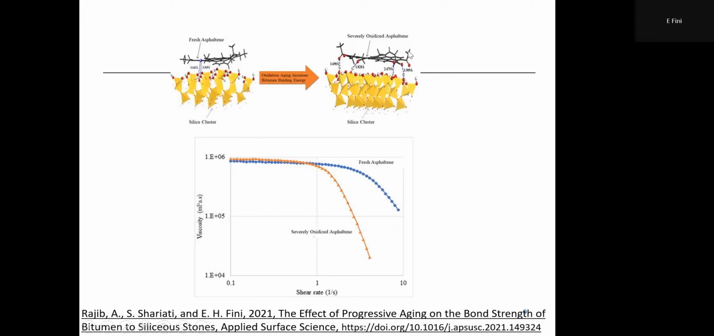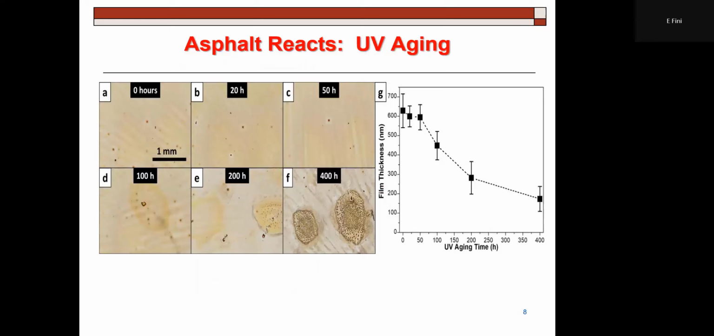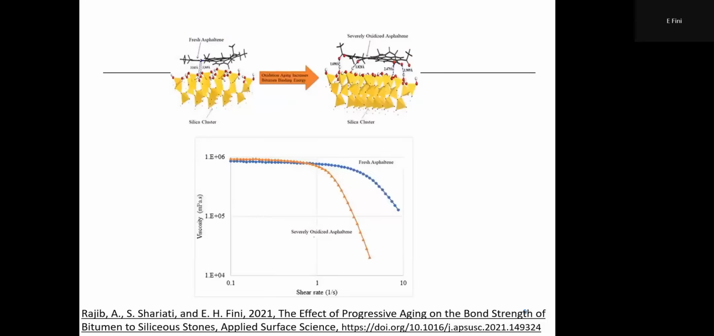Interesting enough, when your asphalt becomes more oxidized and more polar, its interaction with silica becomes stronger and stronger. It could be a good thing from one side, but you have to consider everything at the same time. So yes, it is becoming bonded stronger, but remember, it is also becoming thinner. So thinner, but also stronger.